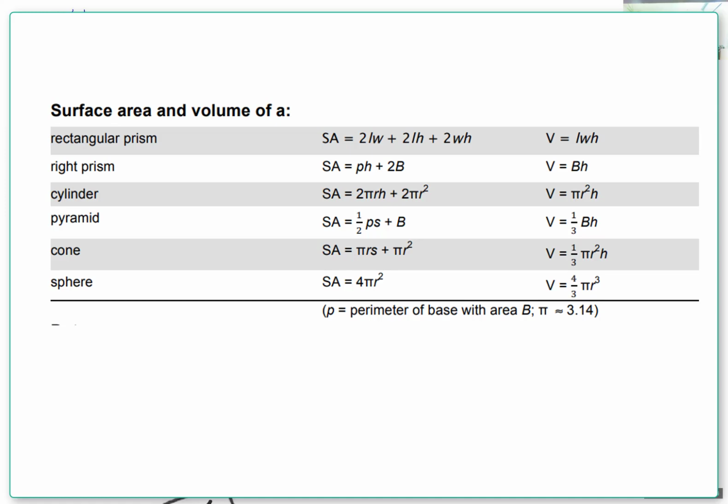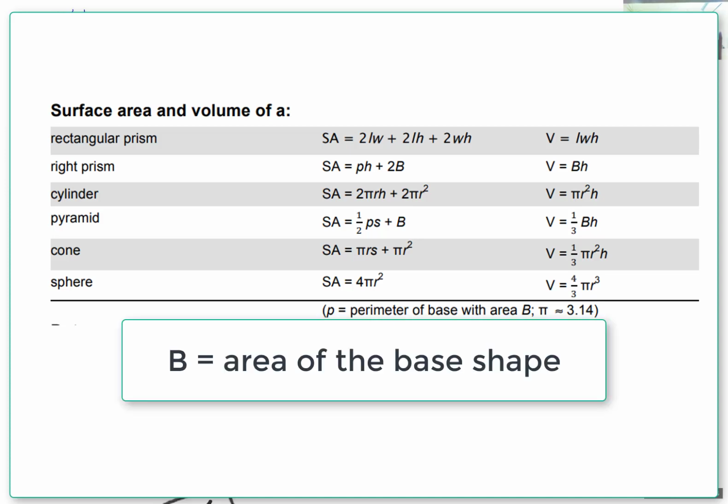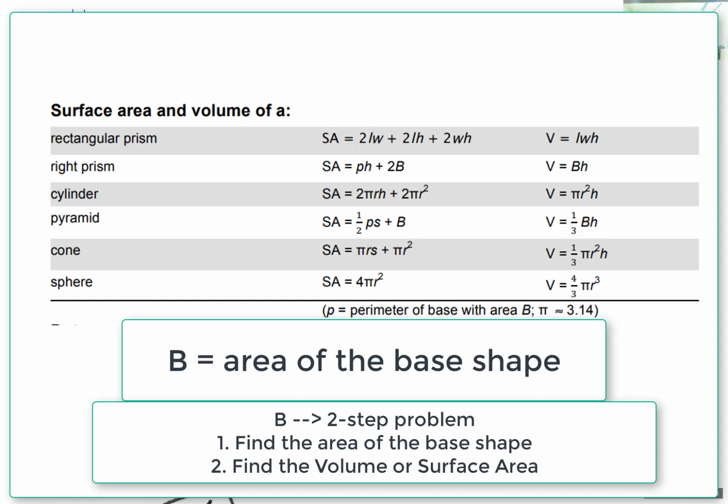I'm going to write it on the side of my formula sheet. You need to know that capital B, not lowercase b, means the area of the base shape. Lowercase b means something else. That capital B should clue you in that you're looking at a 2-step problem. First, we'll find the area of the base shape, and then we'll take that answer and plug it in for the capital B. So let's take a look at some formulas like that.